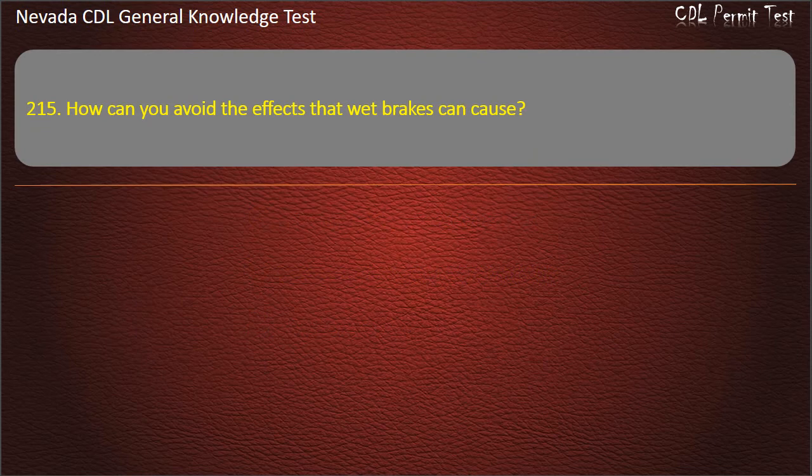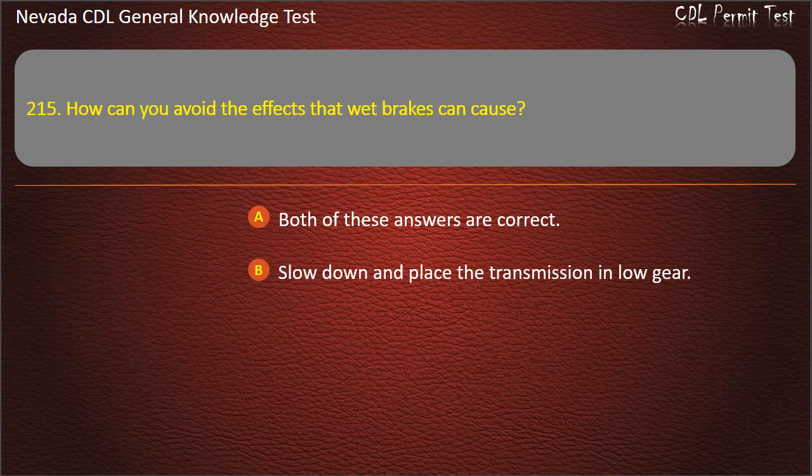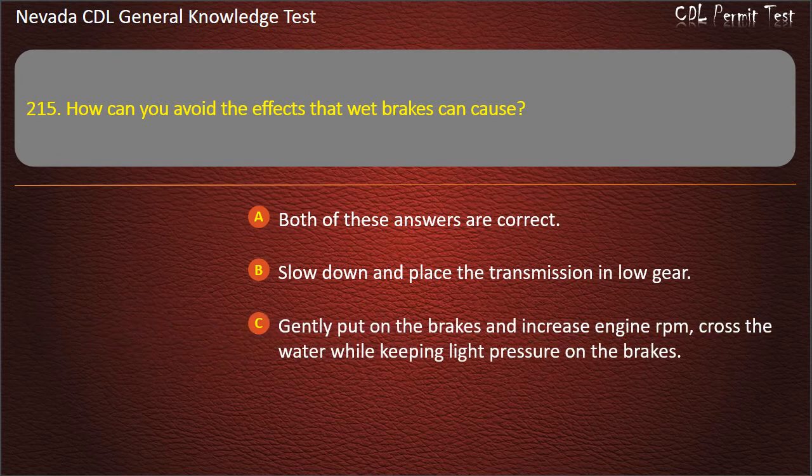Question 215. How can you avoid the effects that wet brakes can cause? Both of these answers are correct. Slow down and place the transmission in low gear. Gently put on the brakes and increase engine RPM. Cross the water while keeping light pressure on the brakes. Answer. Both of these answers are correct.